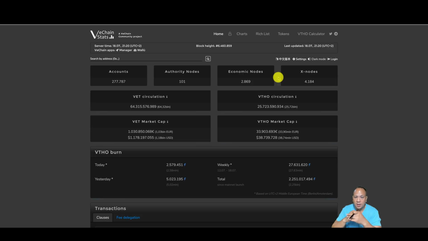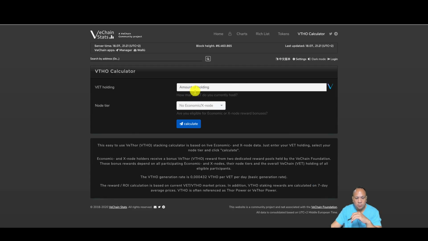VTHO you can collect based on a regular node, strength node or an X node, just come over here to the top right, which is the VTHO Calculator. Now put in your amount that you're holding. So let's say you own 1 million. Okay, so this is 1 million, and then your node tier. I'm going to explain how to upgrade your node tier on the Vechain Thor wallet, or if you do it from Vechain Manager.